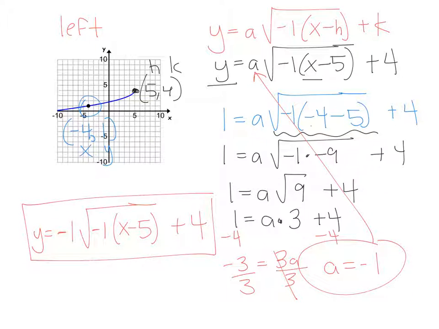You do not need to distribute the negative 1 inside the square root. This is a perfect way to leave it. You do not need to make that negative x plus 5, even though a textbook would have it written that way when we graph it. Alright, hopefully that helps you with level 2 questions where we write the equation from a graph.